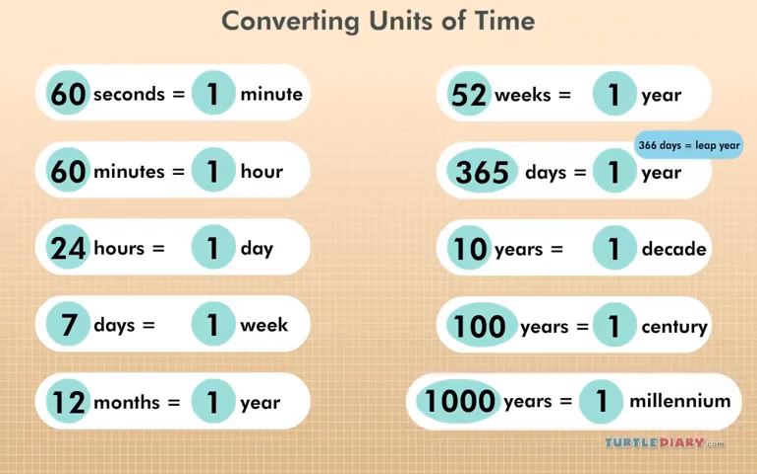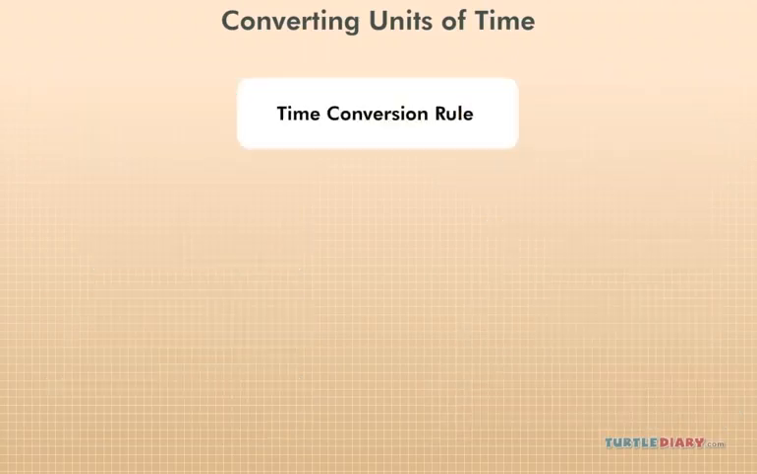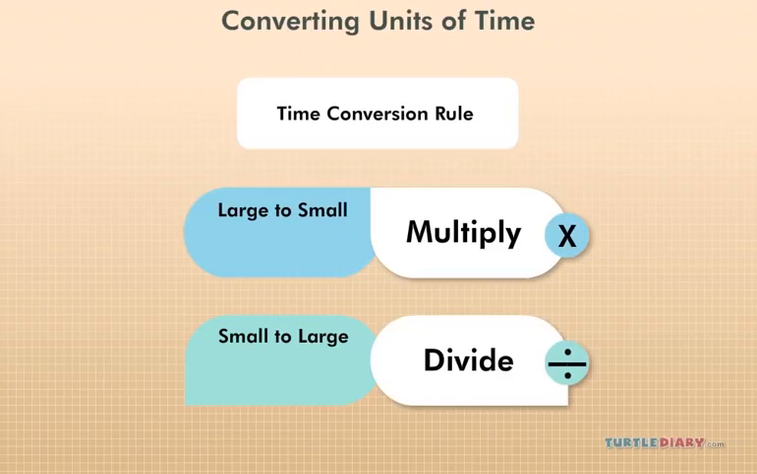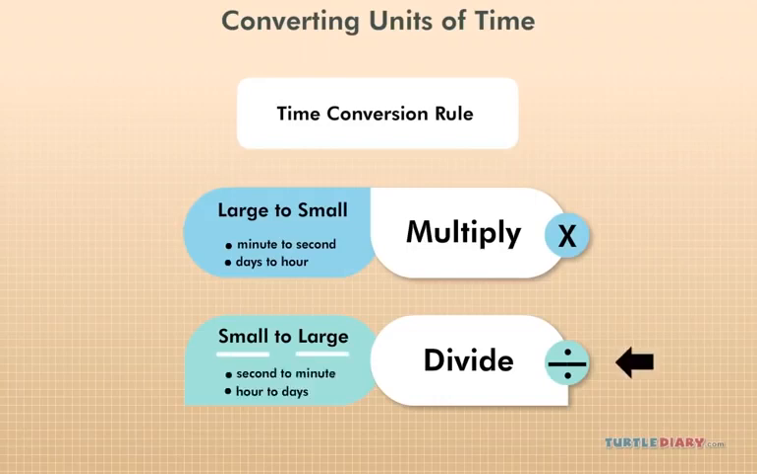When it comes time to actually do a conversion, follow this rule. Large to small, multiply. Small to large, divide. This means that if you are trying to take a larger unit and convert it to a smaller unit, you must multiply. But if you're starting with a smaller unit and converting it to a larger one, divide.